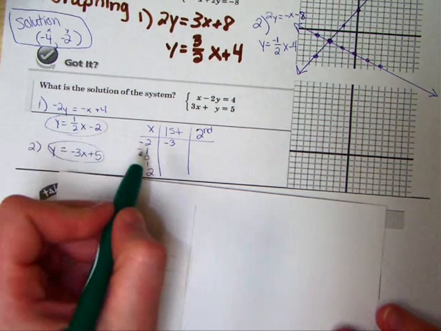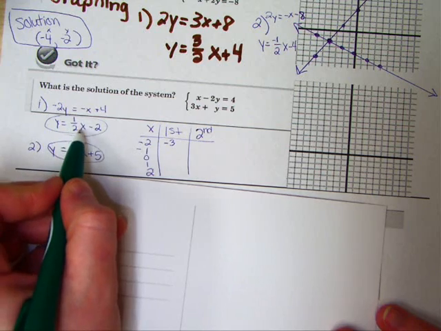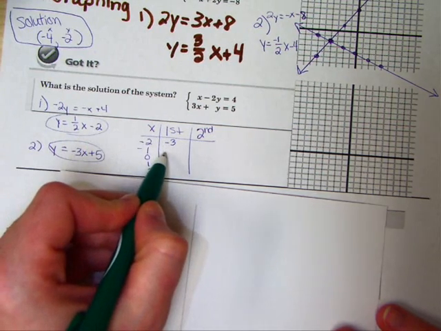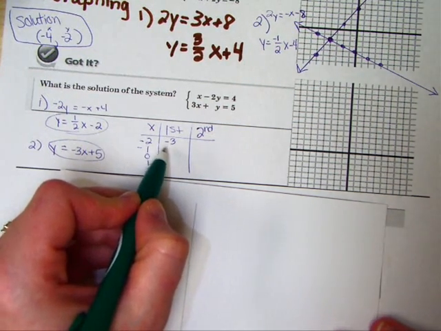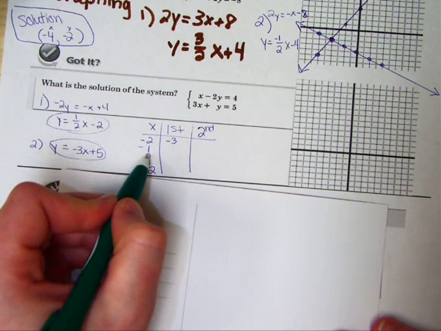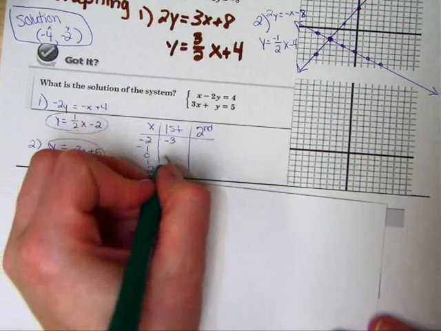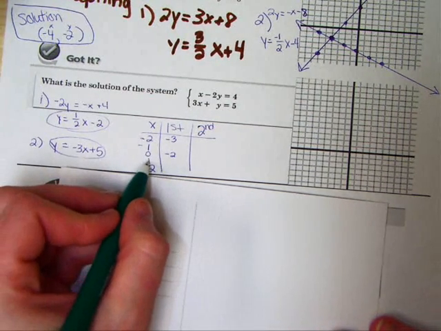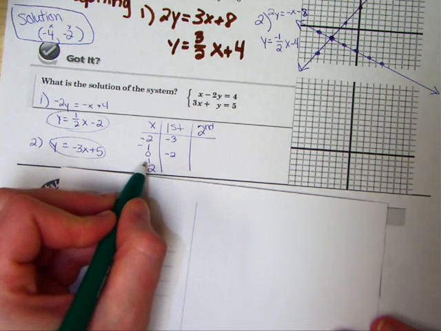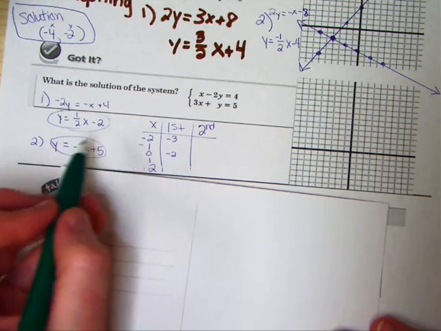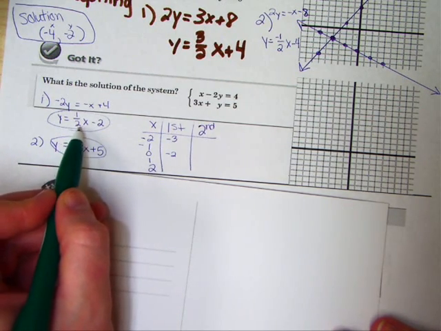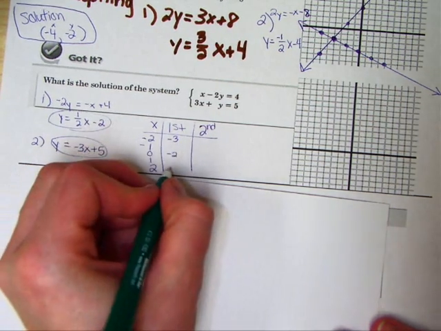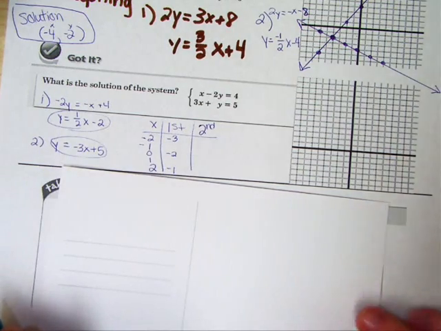If I plug in negative 1 into 1/2 x minus 2, I'm going to get an ugly fraction, so I'm going to wait on that. If I plug in 0, I'll get 0 minus 2, which is negative 2. I'm going to skip positive 1 because I'll get an ugly fraction. I'm going to plug in positive 2. If I plug in positive 2, I get a positive 1 minus 2, which is negative 1. I'm going to plot those.